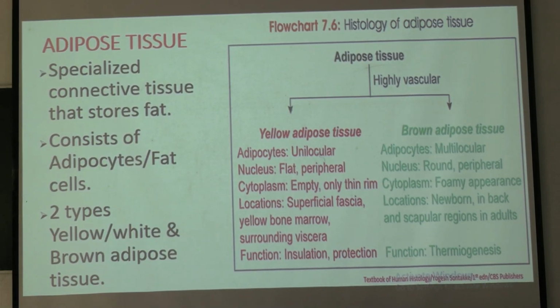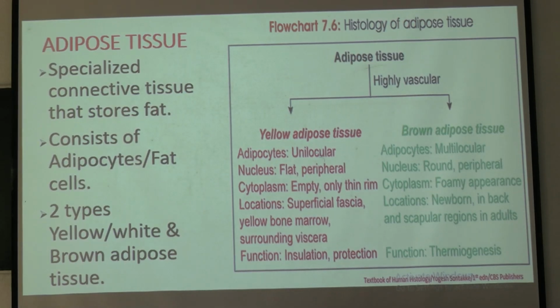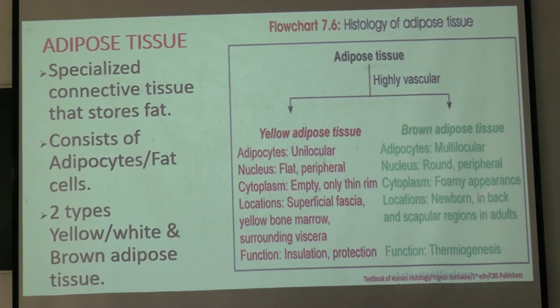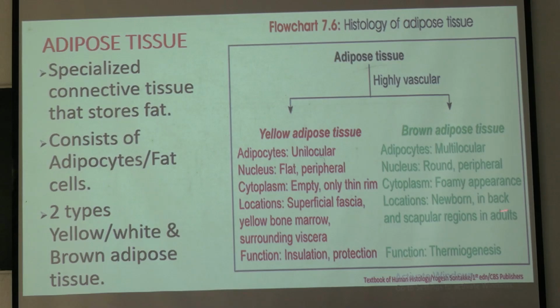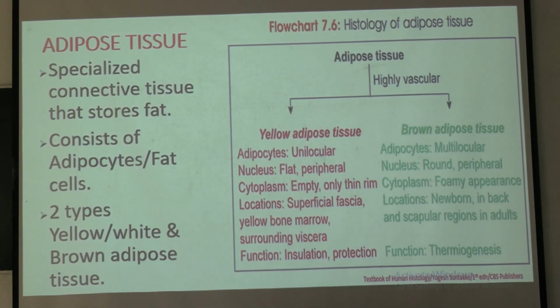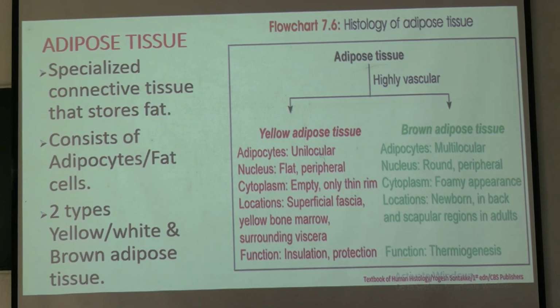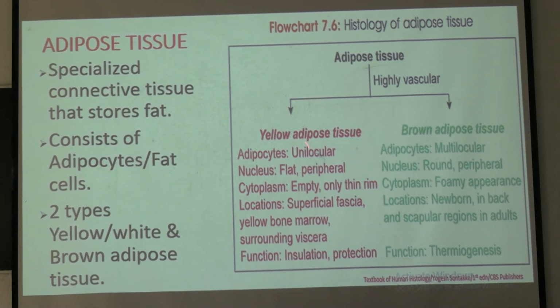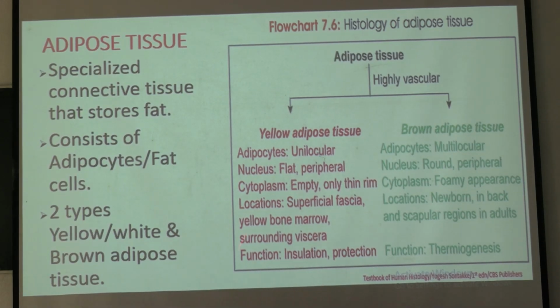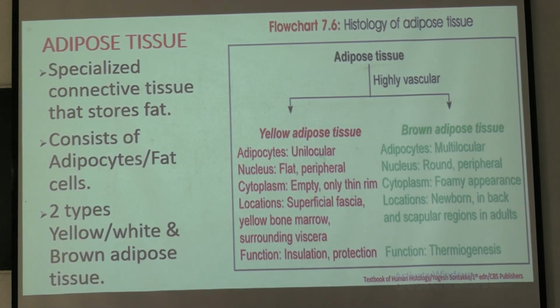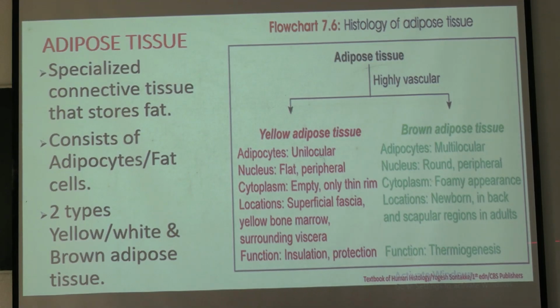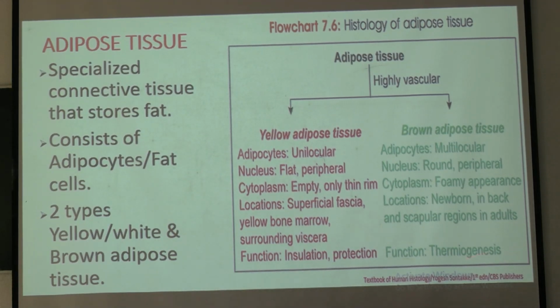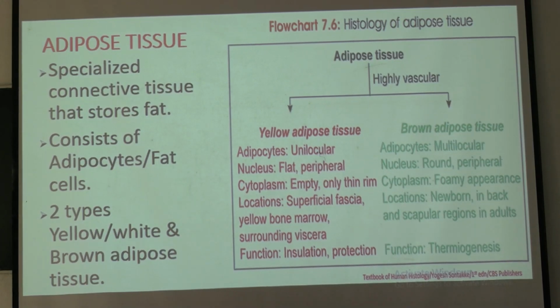Okay, their basal metabolic rate is very high due to the presence of this brown adipose tissue, and in some adults it is in the back and scapular regions. Okay, weight gain does not occur in those persons having this brown adipose tissue. Next, the function of yellow adipose tissue is insulation and protection, and the function of brown adipose tissue is thermogenesis. Okay, this is a very important process for newborn babies. That's why it is present.